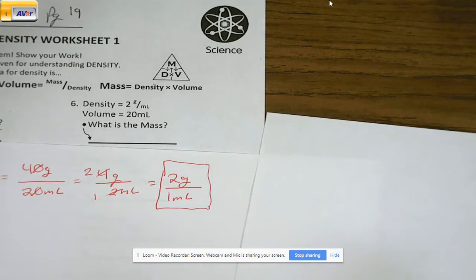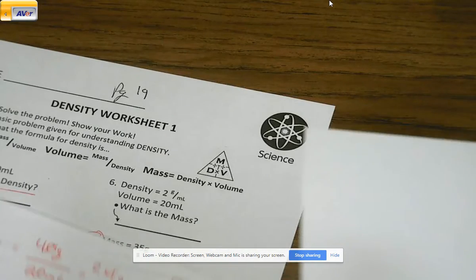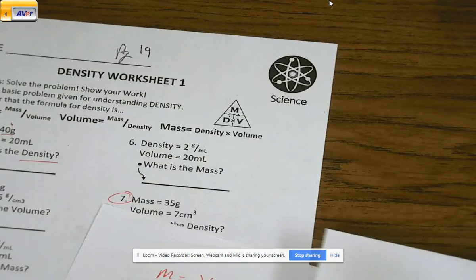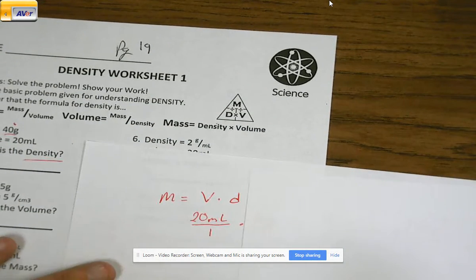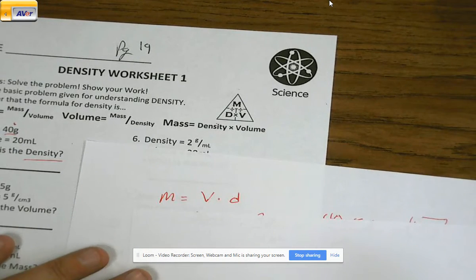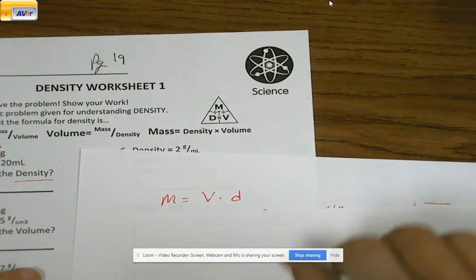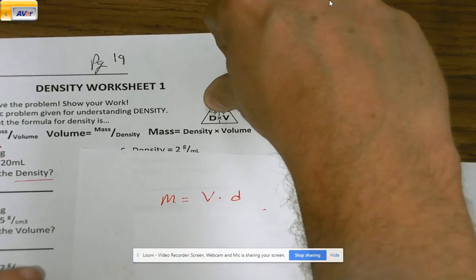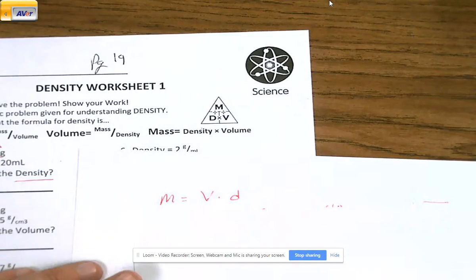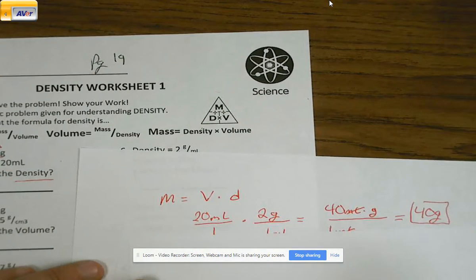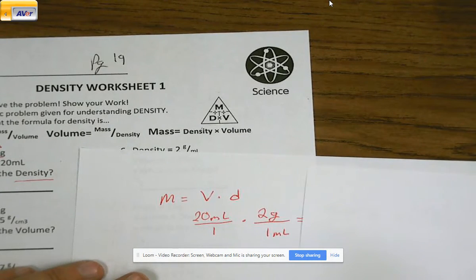The second one I'm going to show you is where we have to find mass, so this one up here at the top. Mass is equal to volume times density. Remember, when I got that, all I had to do was hide mass, so it's density times whatever the volume is. In this one, my volume is 20 over 1, and we multiply by 2 grams over 1 milliliter, which is the density.